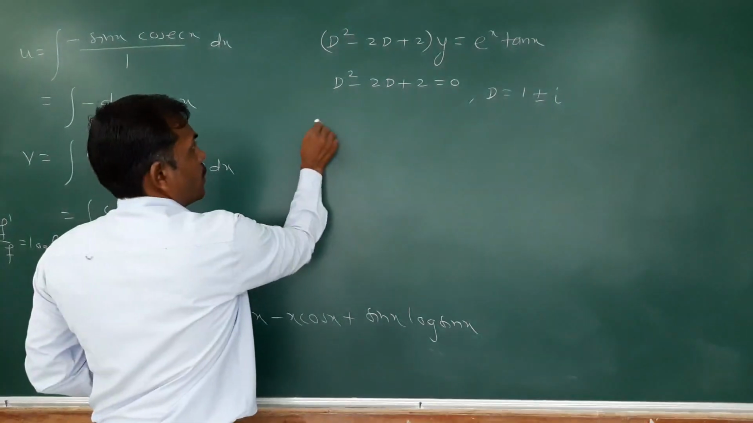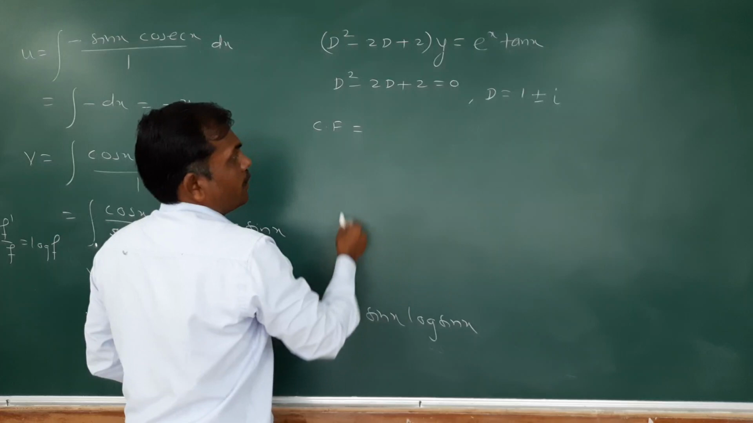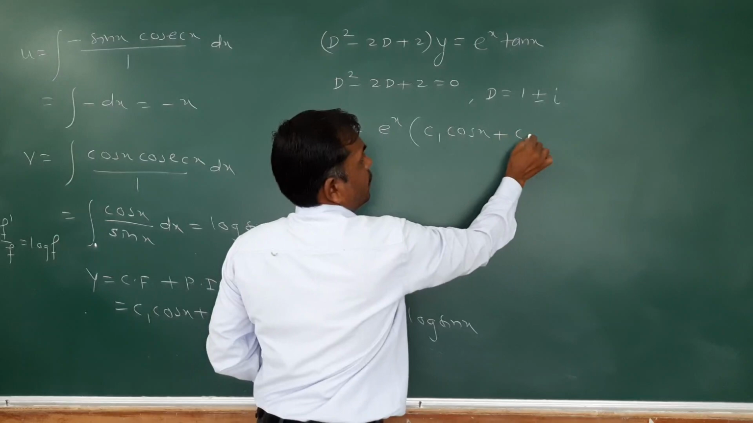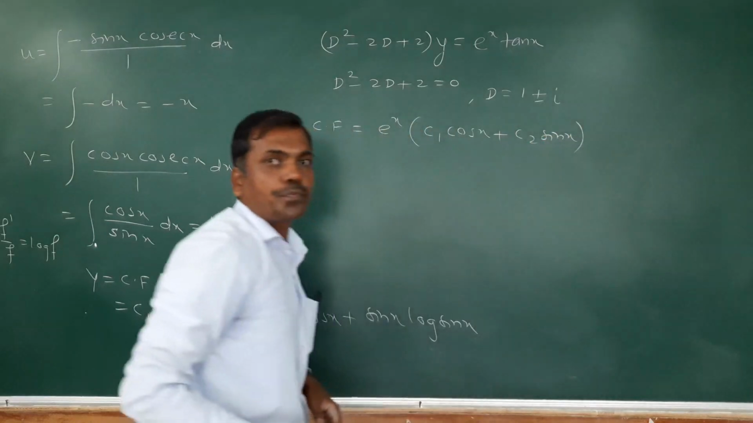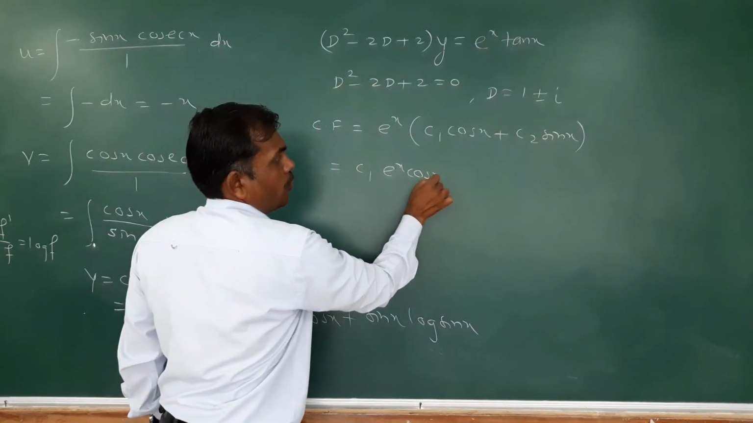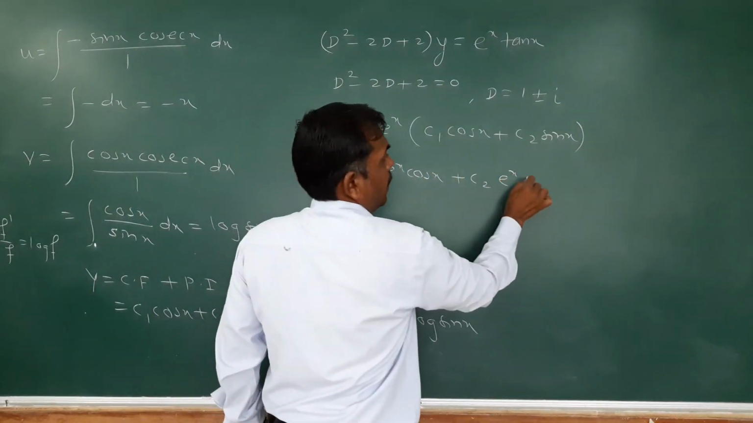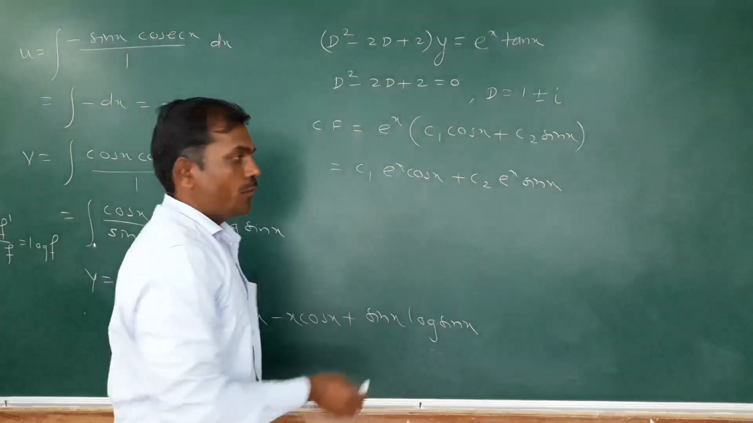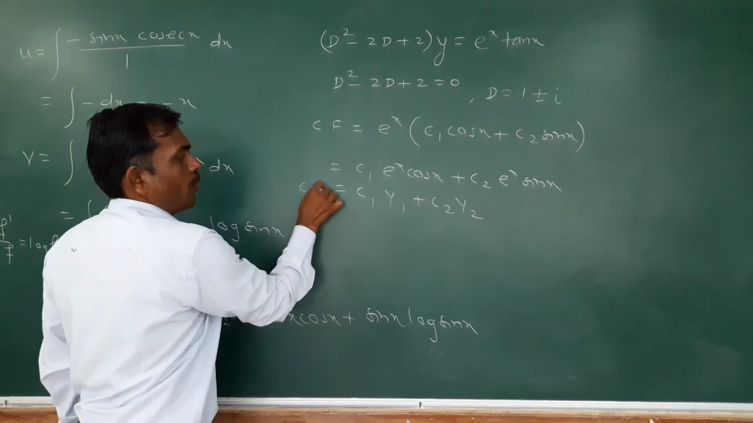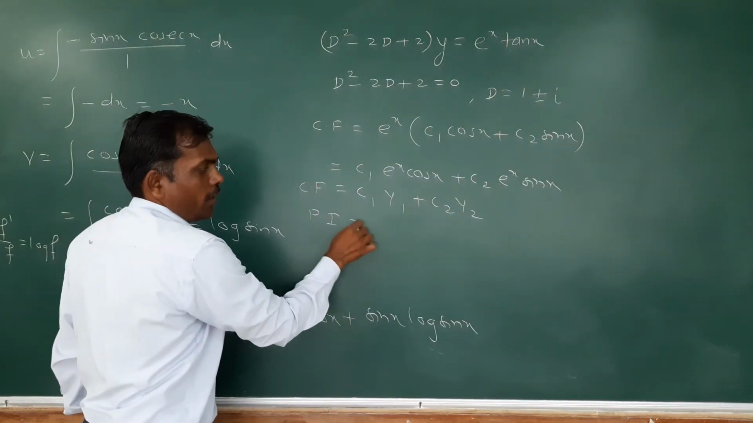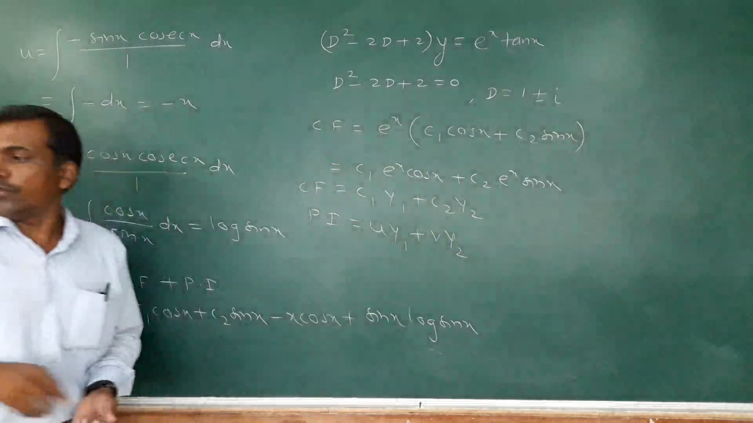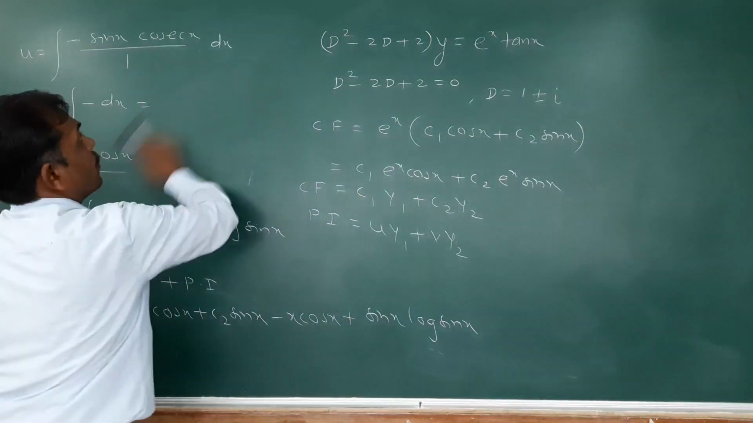Now, the complementary function is e raised to x in brackets, c1 cos x plus c2 sin x. So write it properly: c1 e raised to x into cos x plus c2 e raised to x into sin x. So this is your c1 y1 plus c2 y2. This is your complementary function. From that, the particular integral is u y1 plus v y2. Which is your y1 here? y1 is e raised to x cos x.